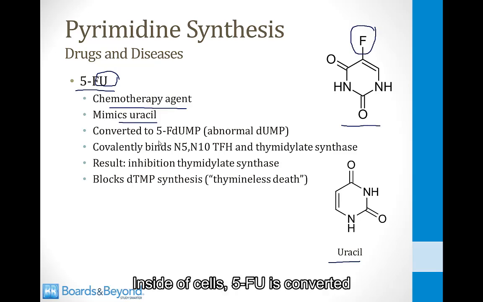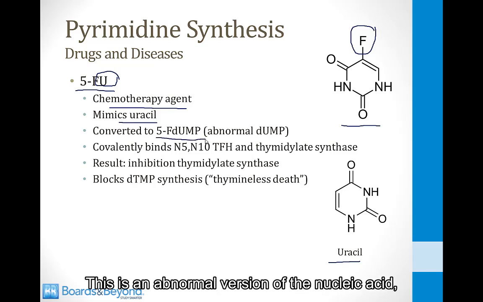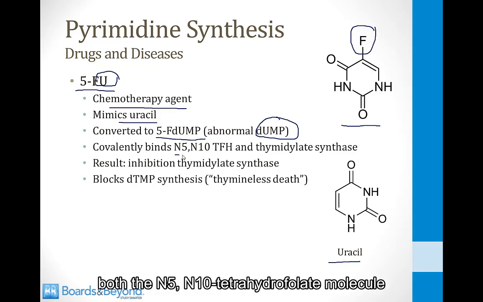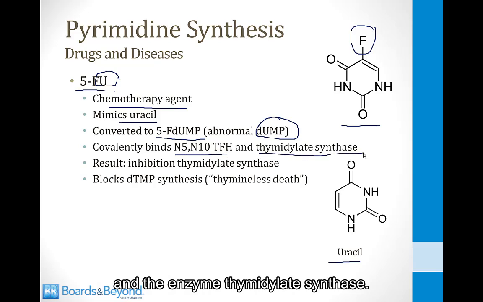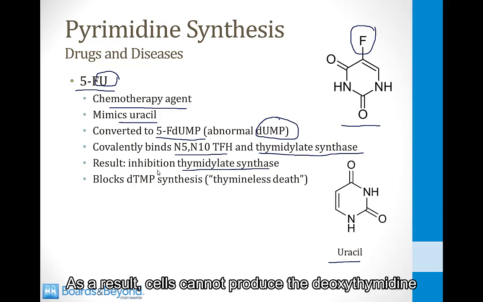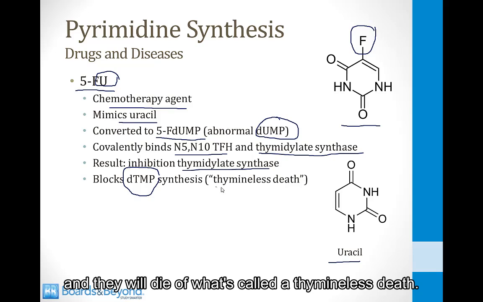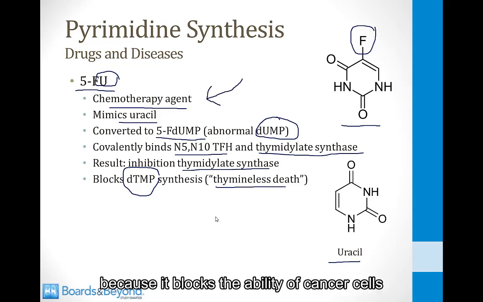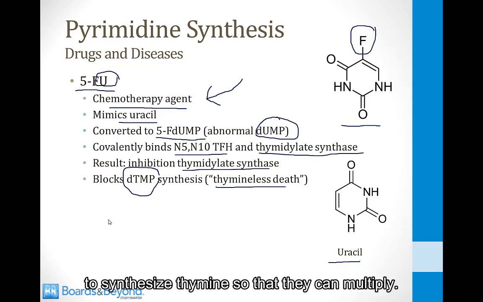Inside of cells, 5-FU is converted to 5-F-deoxyuridine monophosphate. This is an abnormal version of the nucleic acid deoxyuridine monophosphate. This abnormal version will bind both the N5-N10 tetrahydrofolate molecule and the enzyme thymidylate synthase. Once those two are bound, this will result in inhibition of the enzyme thymidylate synthase. As a result, cells cannot produce deoxythymidine, and they will die of what's called a thymineless death. And that's why it works as a chemotherapy agent, because it blocks the ability of cancer cells to synthesize thymine so that they can multiply.